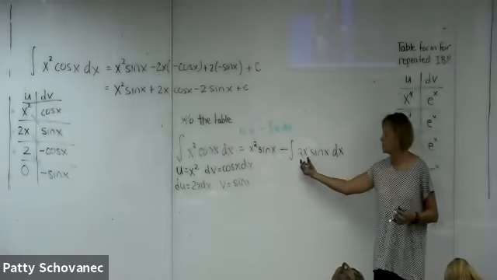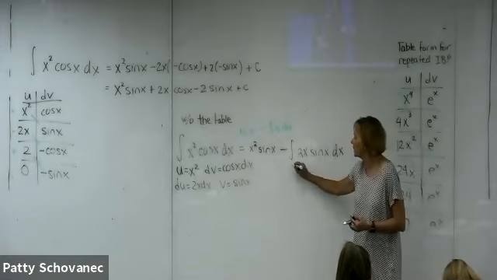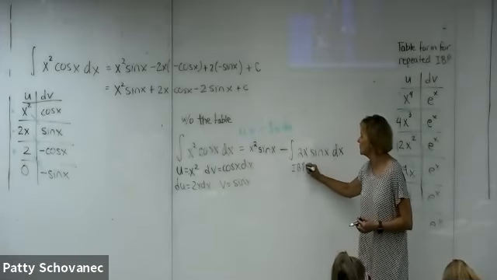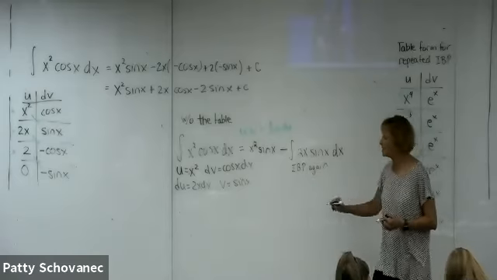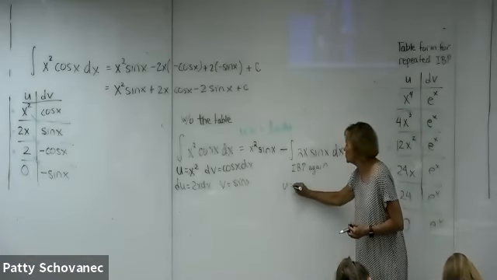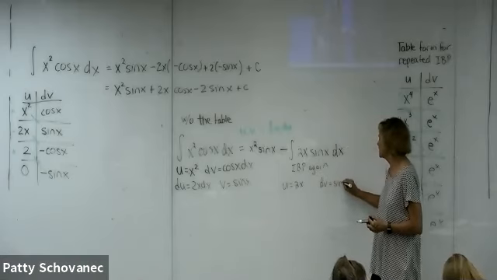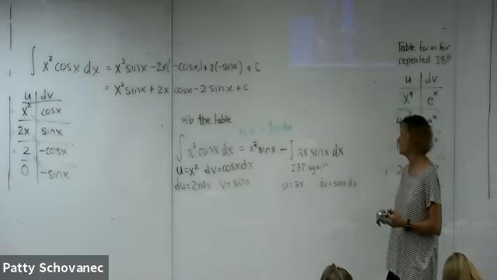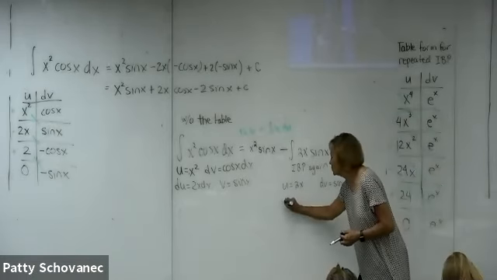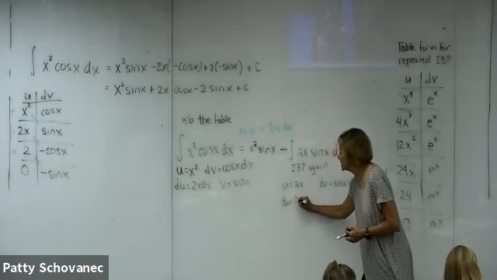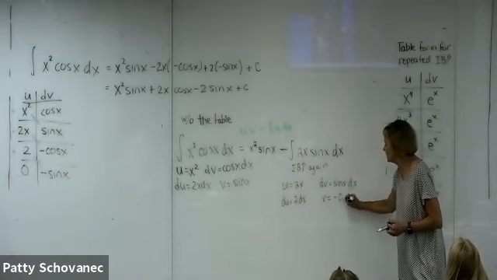Okay, and I've already warned you that a polynomial times a trig is integration by parts, so we do it again. Using the same structure, u is 2x, dv is sine of x dx. Take the derivative here to get 2 dx. Take the antiderivative here to get negative cosine of x.